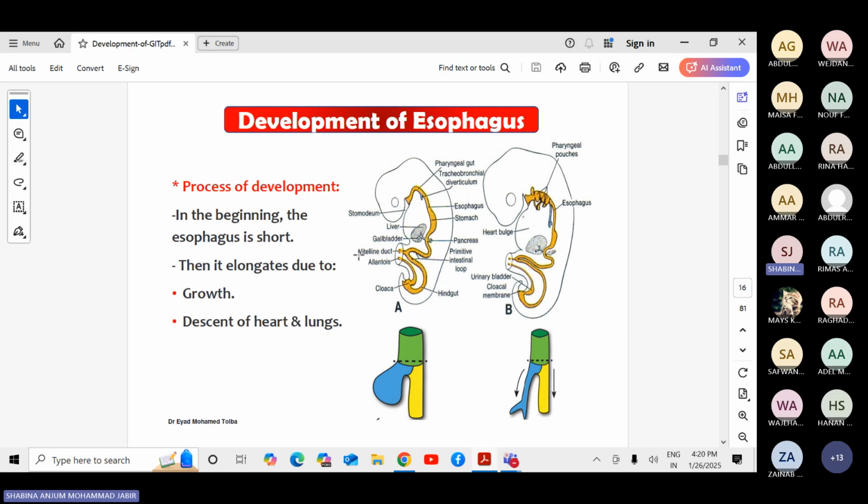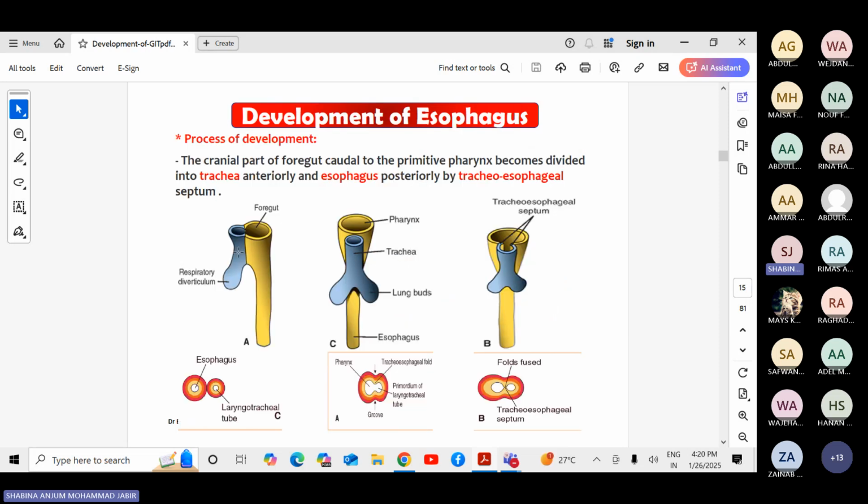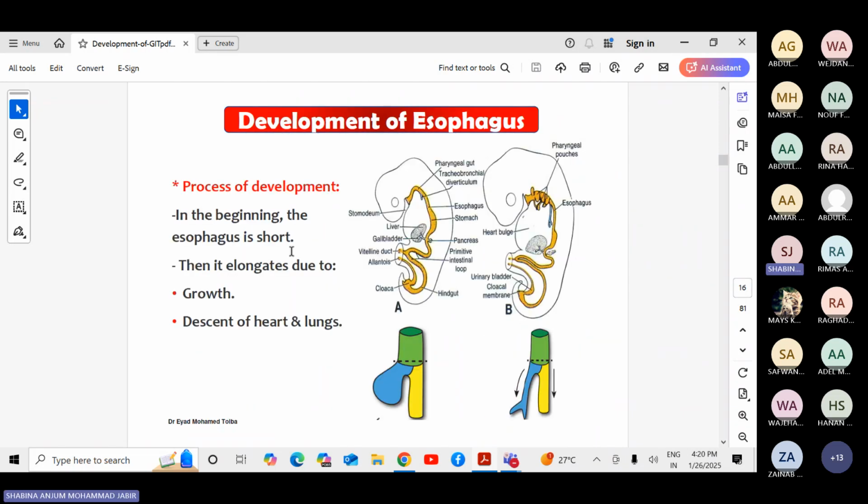Both the trachea and esophagus will develop in the same size. But slowly what will happen? The heart will descend down, and the additional growth of the esophagus will make it more lengthy, and it will descend downwards towards the diaphragm. Again here we can see these are the two tubes which are totally separated by the tracheoesophageal septum.